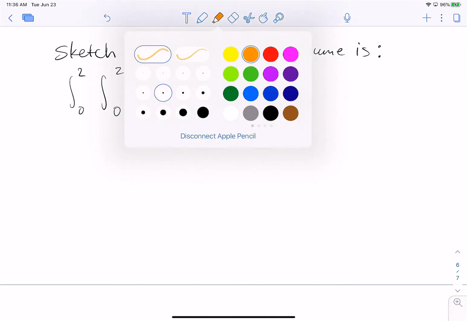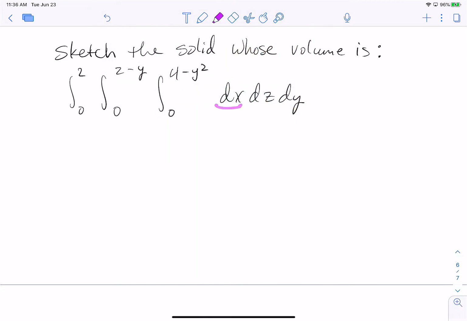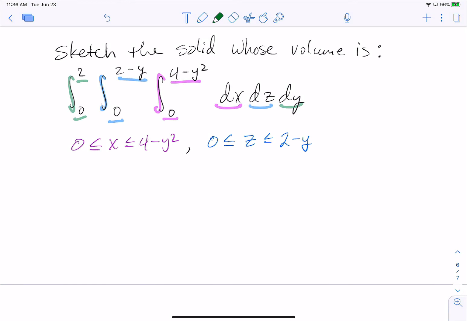Looking at the order of integration, what we can see is that x goes from 0 to 4 minus y squared, z goes from 0 to 2 minus y, and y goes from 0 to 2. We're going to attempt to approach this by going straight to R3. Sometimes it's useful to stop off at R2.